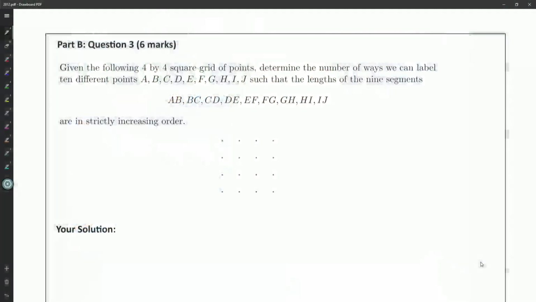We're going to be looking at B3 in this video, B3 from our 2012 Open Contest. And let's take a look at what question B has in store for us. Given the following 4x4 square of points, it's going to be incredibly faint. I'll thicken them up for my low-resolution viewers.